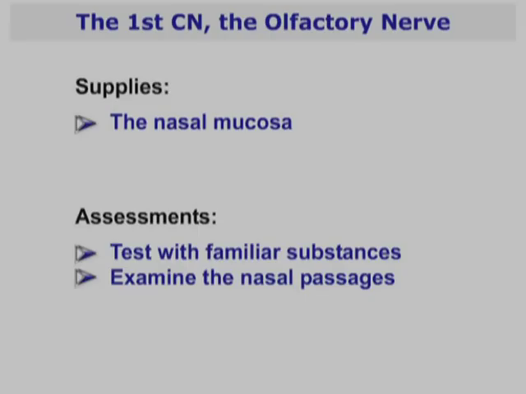We have now completed the examination of the 12 cranial nerves. What follows is a summary of their functions and clinical tests. The first cranial nerve, the olfactory nerve, supplies the nasal mucosa. Test with familiar substances. Examine the nasal passages.